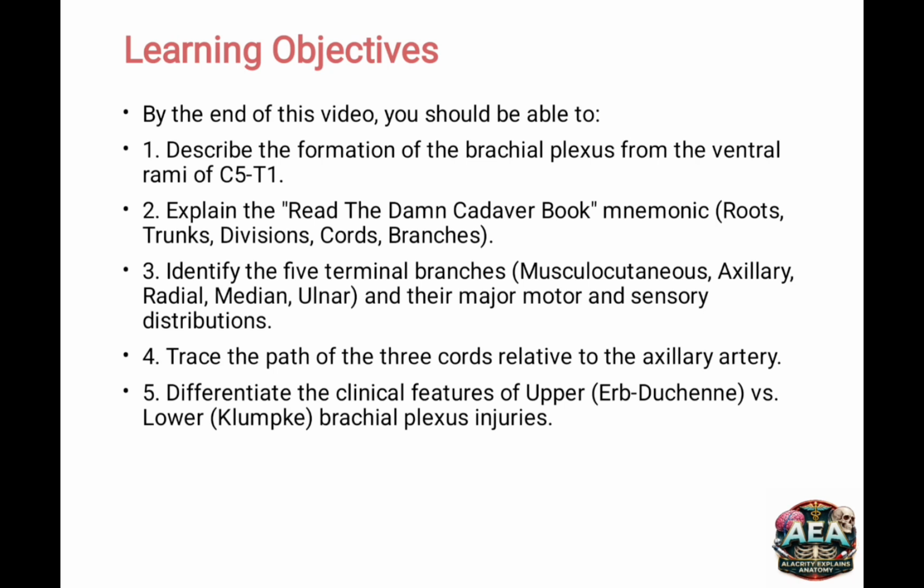By the end of this video, you should be able to describe the formation of the brachial plexus from the ventral rami C5 to T1. Take note, ventral rami. You should be able to explain the "read the dem cadaver book" mnemonic. You should be able to identify the 5 terminal branches: musculocutaneous, axillary, radial, median, ulnar, and their major sensory and motor distributions. You should be able to trace the path of the 3 cords relative to the axillary artery.